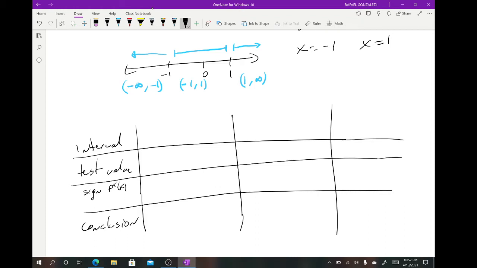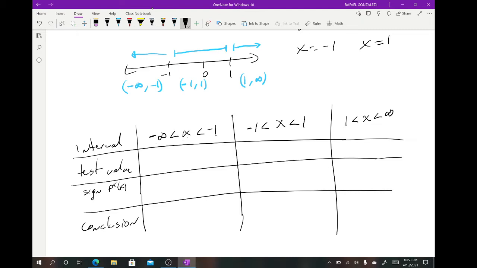So the first interval that I have is -infinity to -1. Another way of writing that is -infinity < x < -1. So x has to be less than -1 but bigger than -infinity. The other one is x has to be bigger than -1 but less than 1. And the last one is x has to be bigger than 1 but less than infinity.